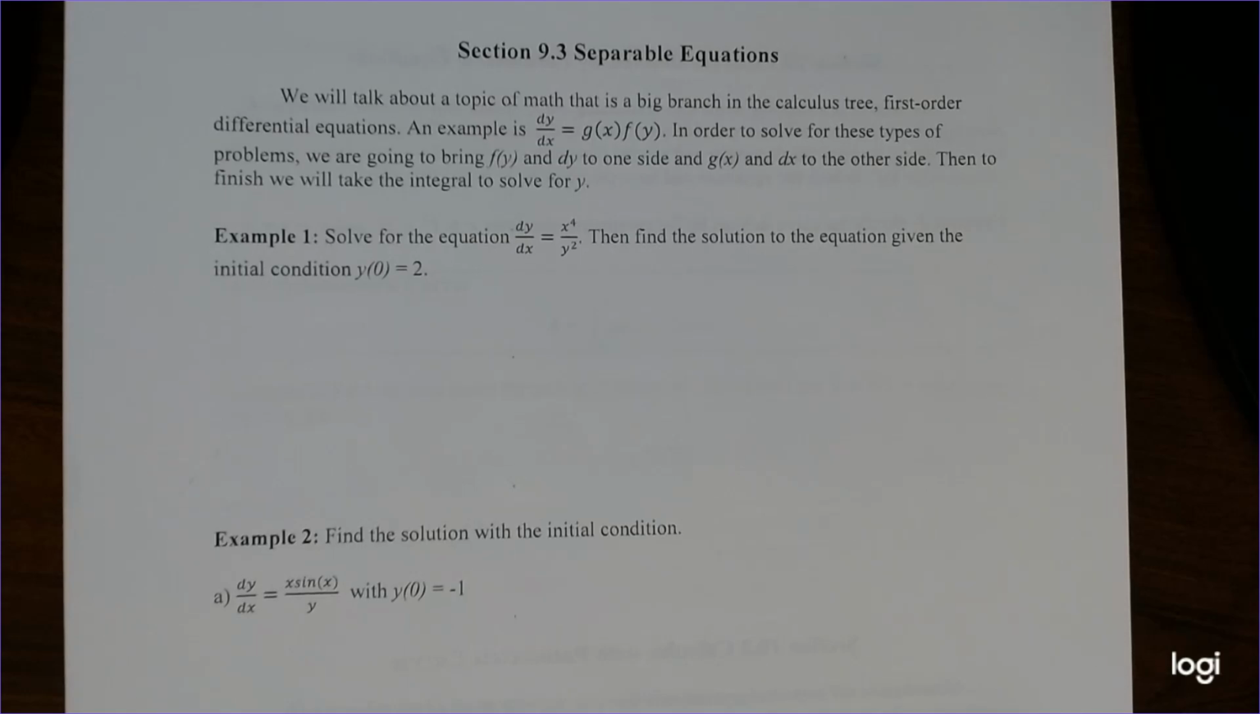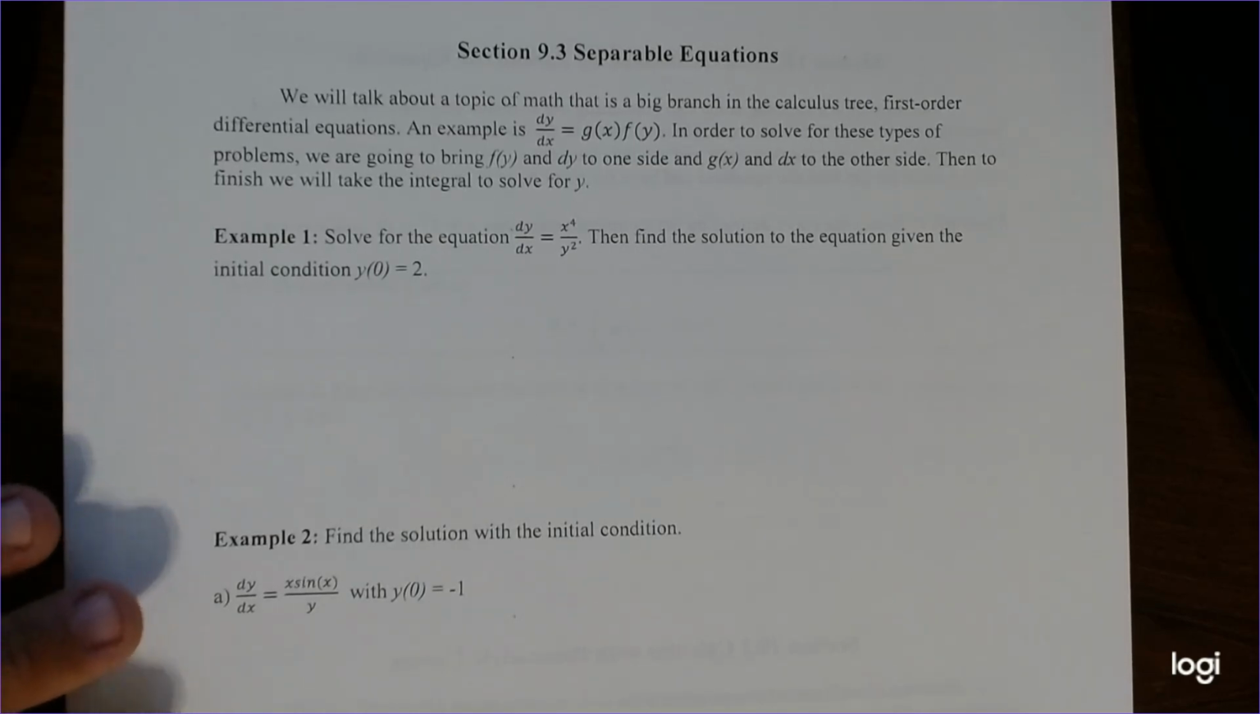So this is section 9.3, separable equations. The precursor to this section is called separable variables, or solving initial value problems. That's basically what this section is all about. We're going to be solving for the c value when you integrate, right?